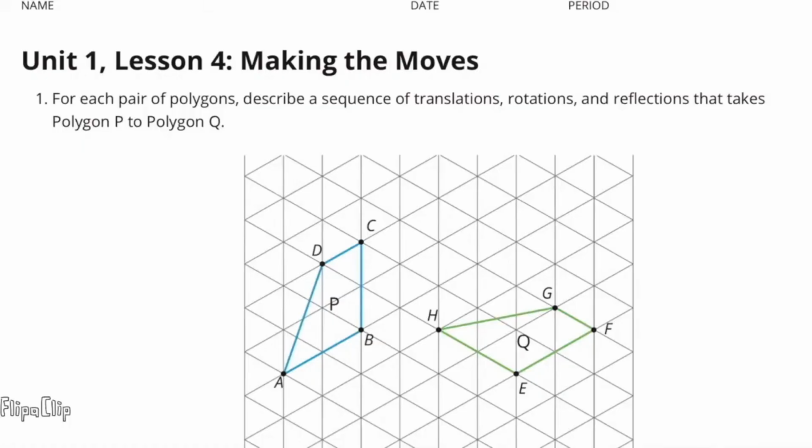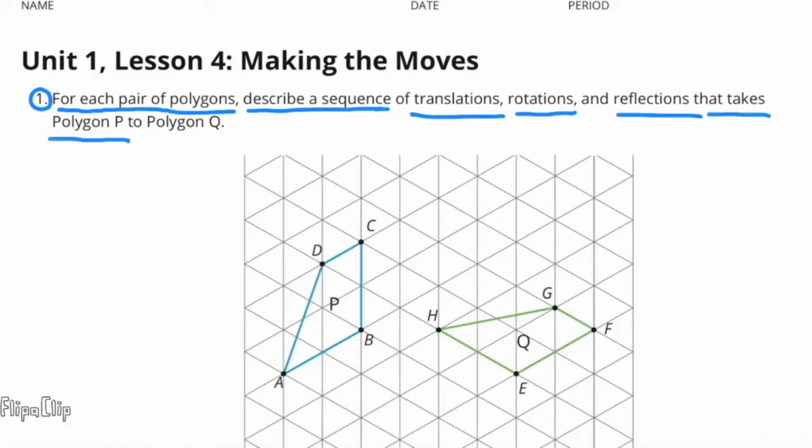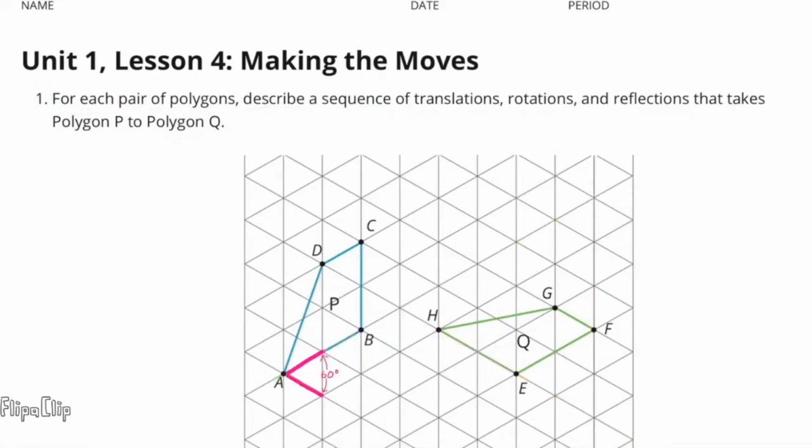Unit 1, Lesson 4, Making the Moves. Number 1, for each pair of polygons, describe the sequence of translations, rotations, and reflections that takes polygon P to polygon Q. Line AB of polygon P is represented by line HE from polygon Q. Here I'm highlighting the angle of line AB and line HE so you can see how different they are. This angle drawn in purple represents the rotation made going from P to Q. It's a 60-degree angle.